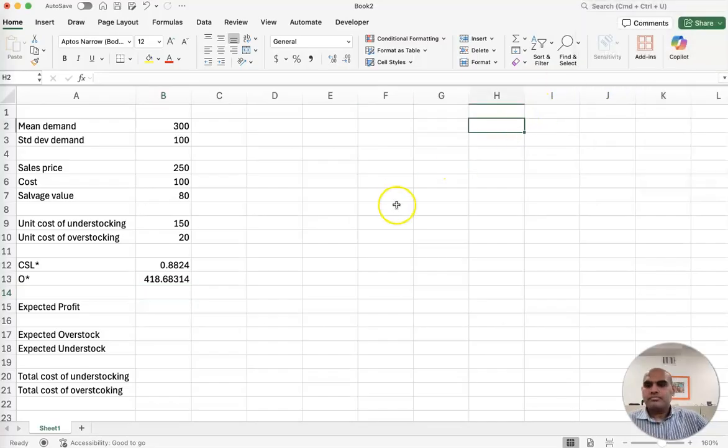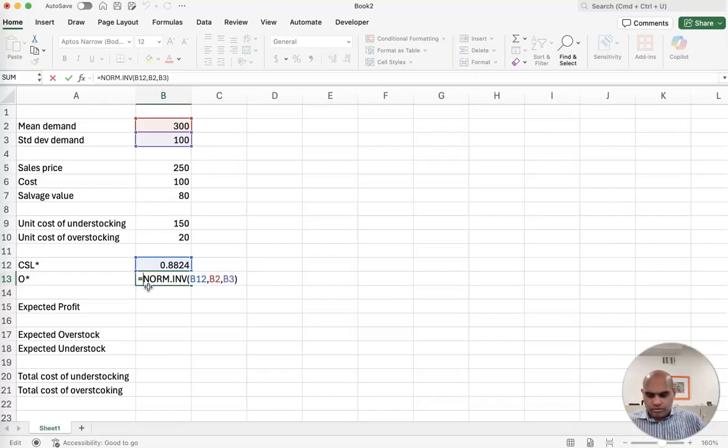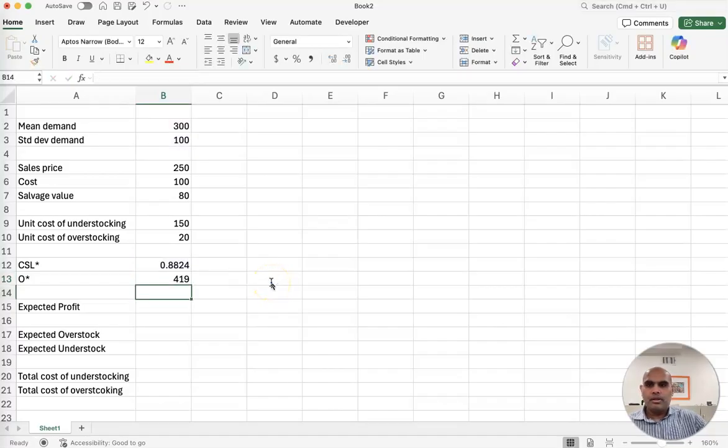Okay, good. Now, the optimal order quantity turns out not to be a whole number. What I like to do is always round it to the closest value. So when you use the round formula, this is the normal inverse formula, you are rounding it to 0 decimal places. That's the comma 0 that you have. So 419 is the optimal order quantity.